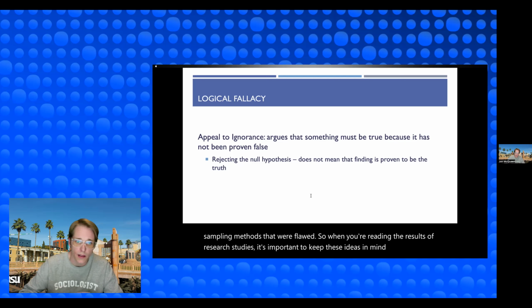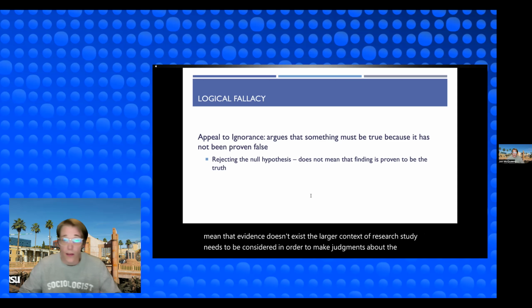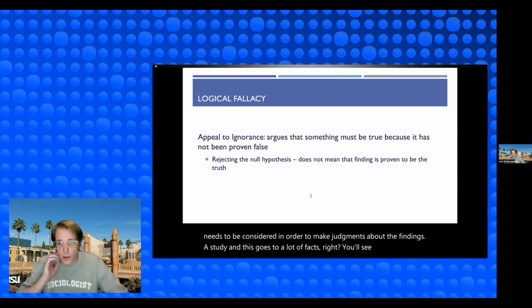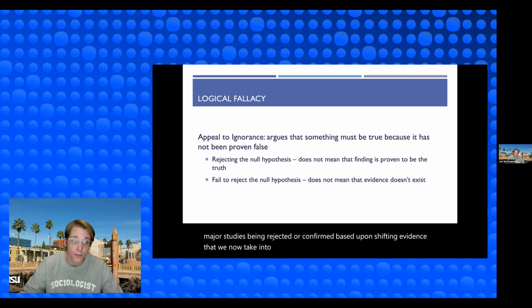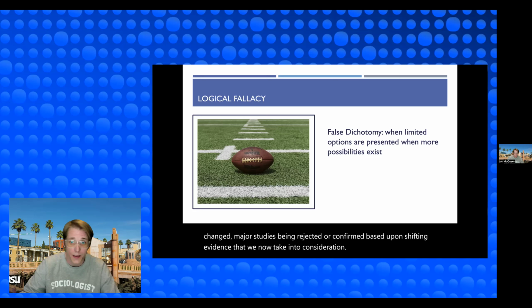So when you're reading the results of research studies, it's important to keep these ideas in mind. One, nothing in science can be definitively proven. And two, failure to find evidence does not mean that evidence doesn't exist. The larger context of a research study needs to be considered in order to make judgments about the findings of a study. And this goes to a lot of facts, right? You'll see a lot of this ability to fall between the cracks, and things change based on the ABCs, the attitudes, behaviors, and conditions and beliefs that people have within society, which also goes to, as we've seen, evidentiary things being changed, major studies being rejected or confirmed based upon shifting evidence that we now take into consideration. So, let's get a little further with this, shall we?